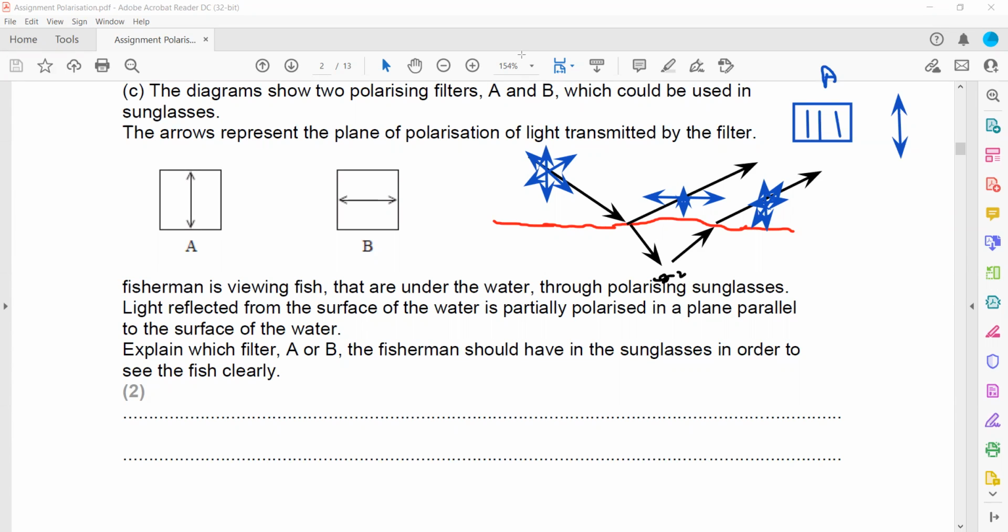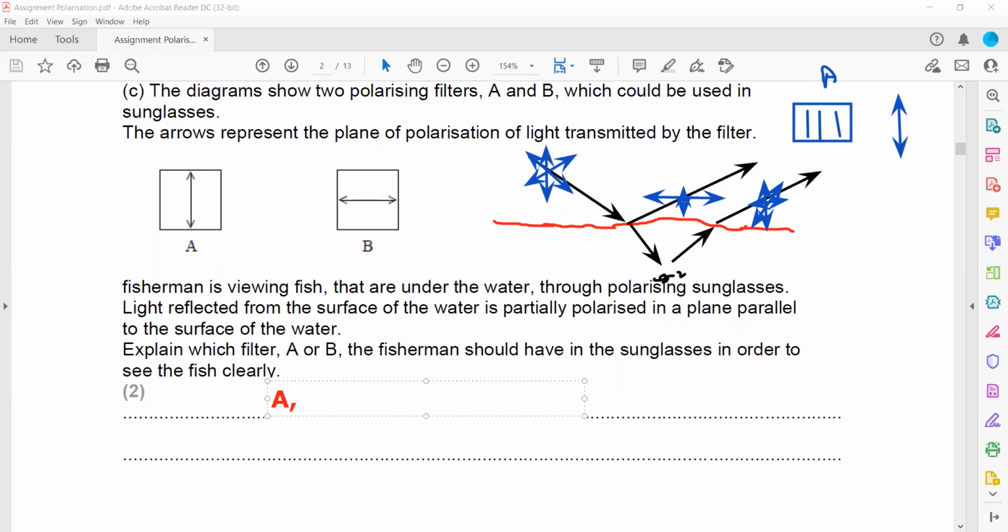So explain which filter, A or B, the fisherman should use. He should use A. And what is the reason for that? Because for filter A, its plane is perpendicular to the component of light which is reflected, so it will block that light. The light from the fish is unpolarized, so it can still be seen.